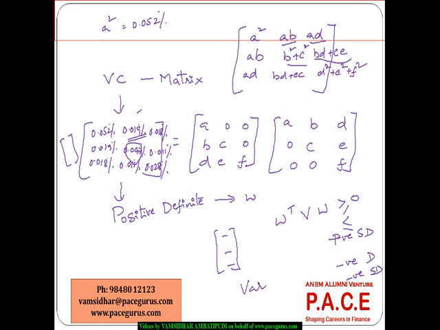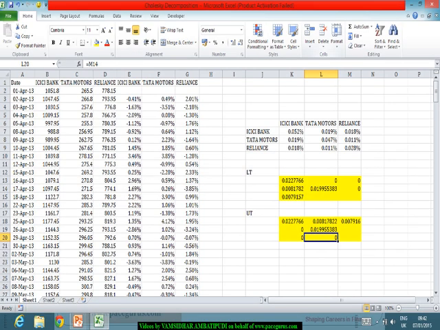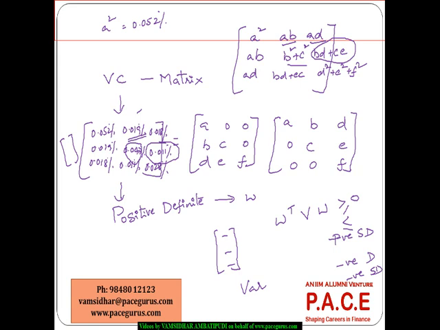Now BD plus CE is going to be this number. B, C, D, all three are known. So this number minus BD, divided by C, is going to give me E.